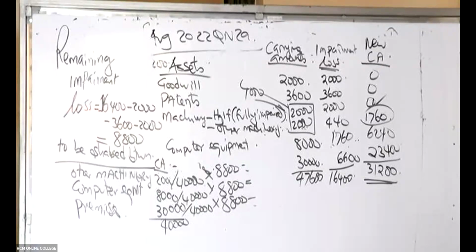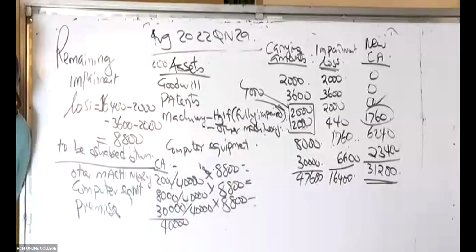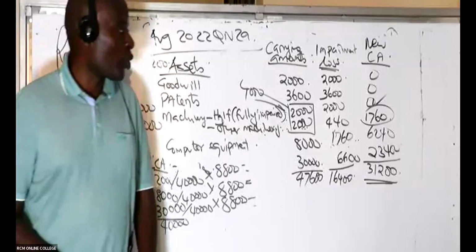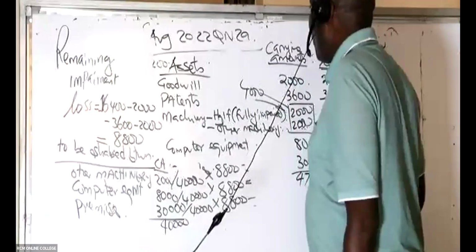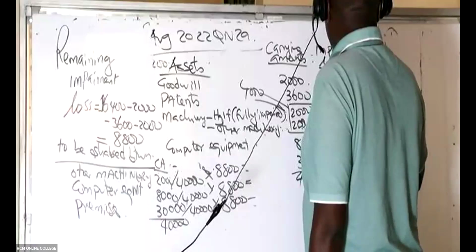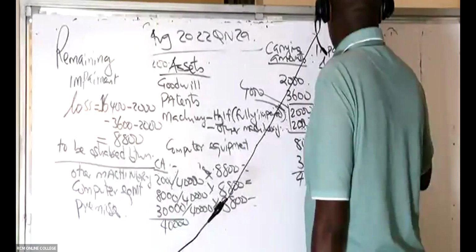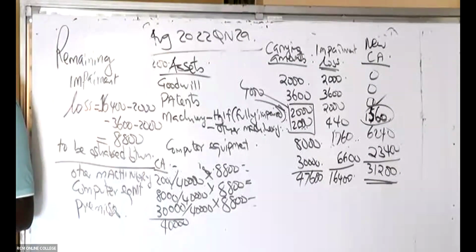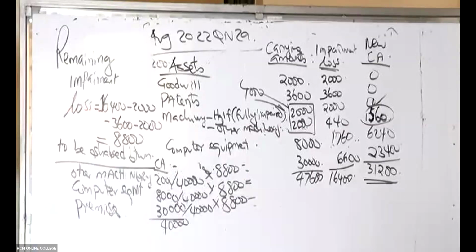Other machinery, car is 1560. Other machinery, car. Are you sure? 1560. 2000 minus 440, right? 1560. Thank you very much, because we also want to produce correct videos. So here we have 1560. Thank you very much. So up to there, are we together somehow? Are you able to pick some nice things here?